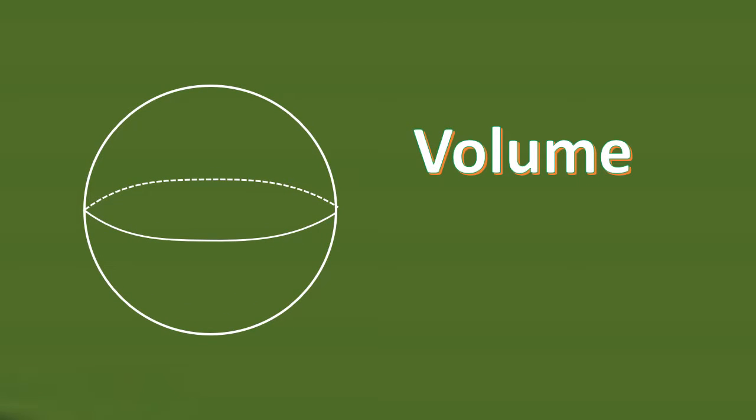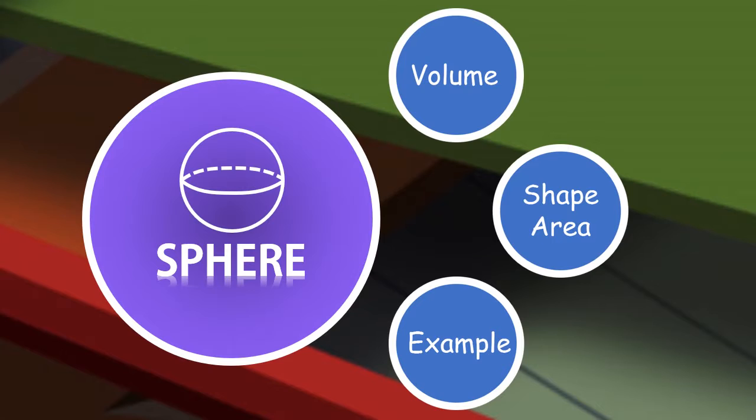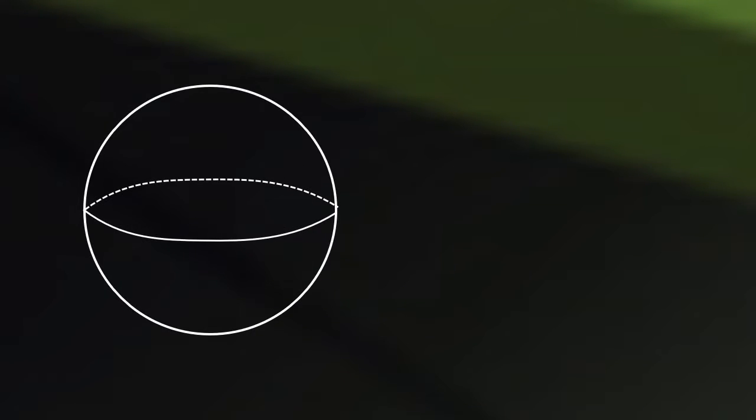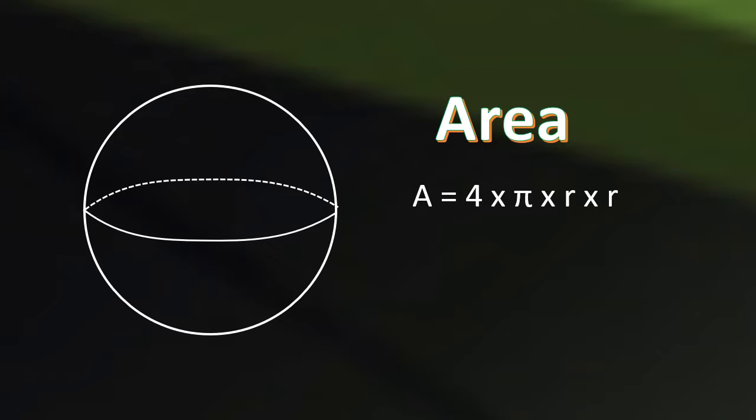We are going to learn about the volume of a sphere. The volume of a sphere is equal to 4/3 times pi times r times r times r. Here r is the radius. We are going to learn about the surface area of a sphere. The surface area of a sphere is equal to 4 times pi times r times r. Don't forget, this is the radius.